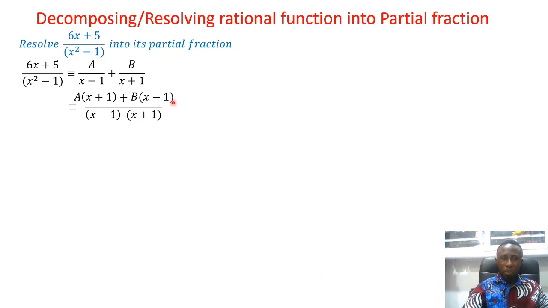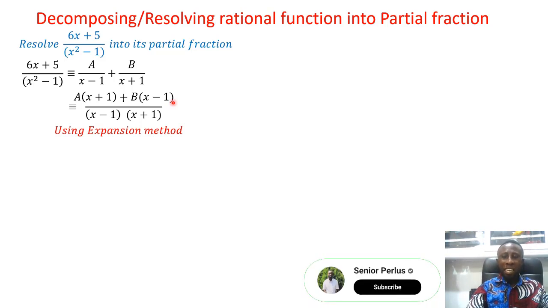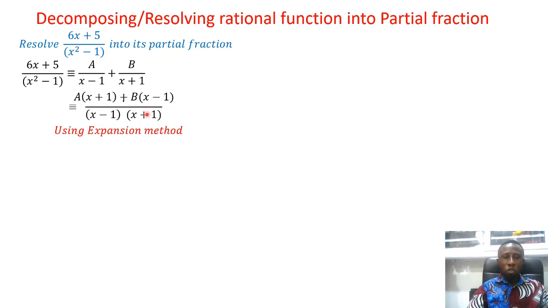Now let's continue. Using the expansion method, we say use a supporting technique. We have two methods here, and you have to know how to deal with both, because in some questions you may use both of them, and in some questions you need to use only one. So using the expansion method, we have to multiply the A throughout: A times x plus A.